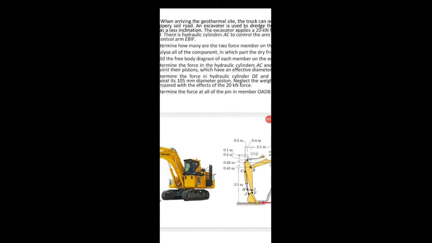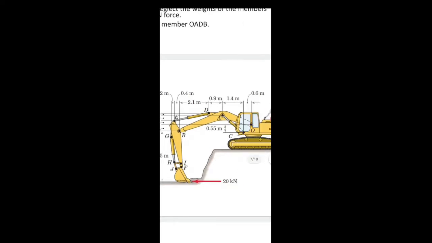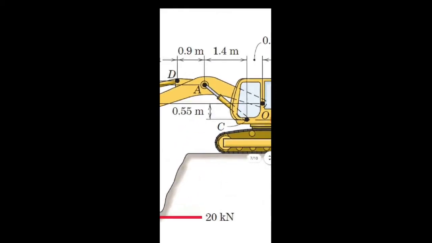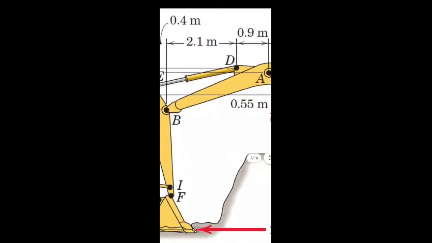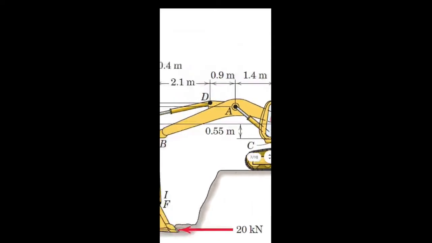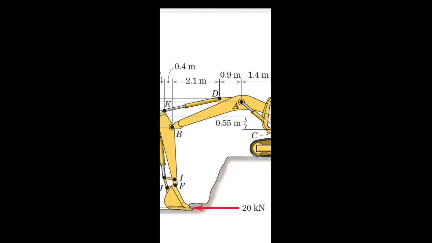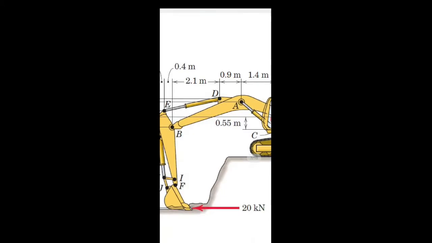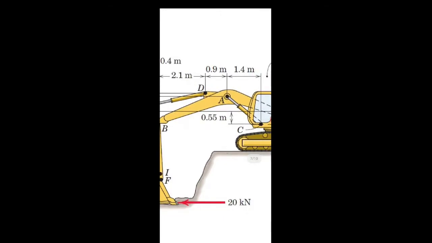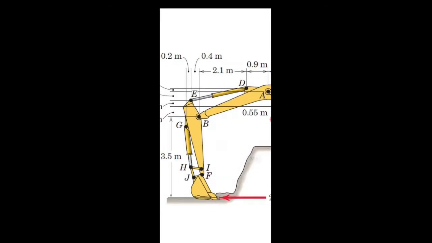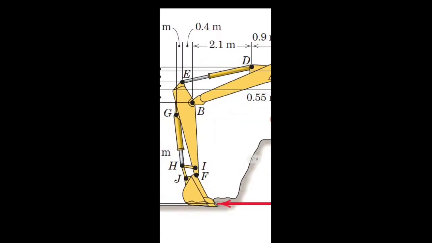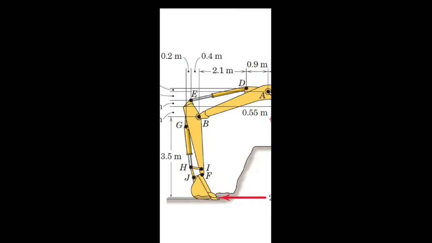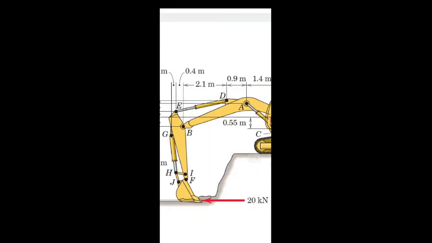So in this question, we have an excavator, and a force of 20 kilonewtons is applied to the bucket of the excavator. We're supposed to find the force at the hydraulic cylinders AC and DE, and also all the pin forces at members O, A, D, and B. How an excavator works is that here we have the excavator arm, and it is equipped with hydraulic cylinders, which are members AC, DE, and also GH. Those hydraulic cylinders can extend or retract, caused by the sliding of the hydraulic pistons.